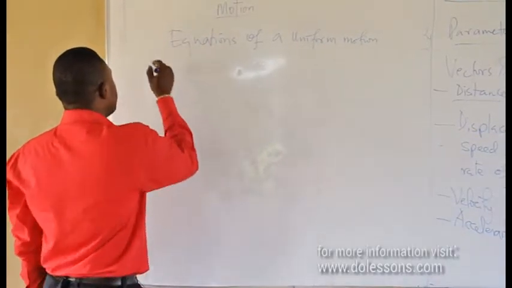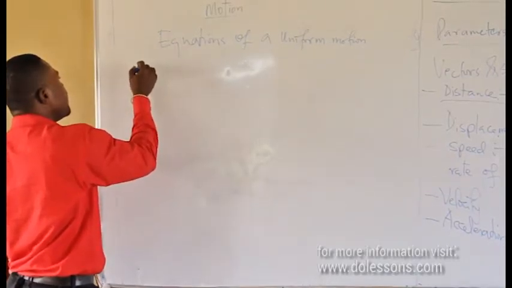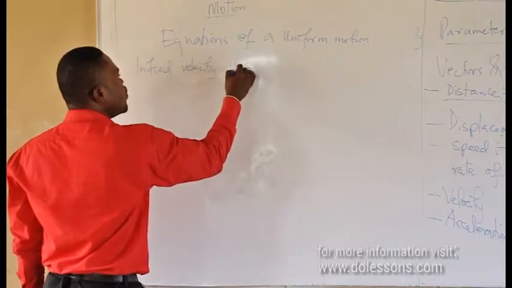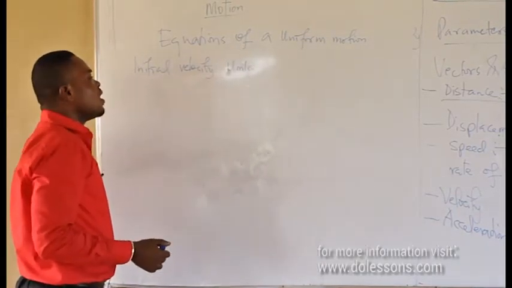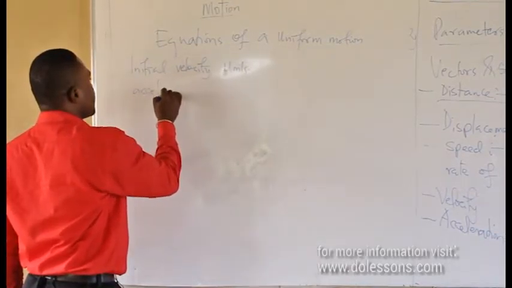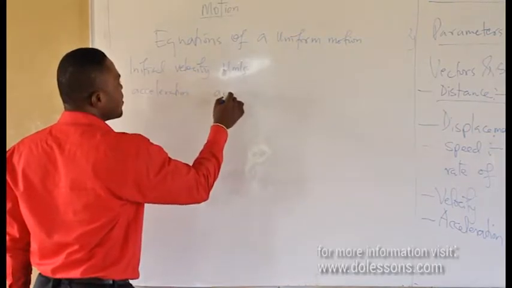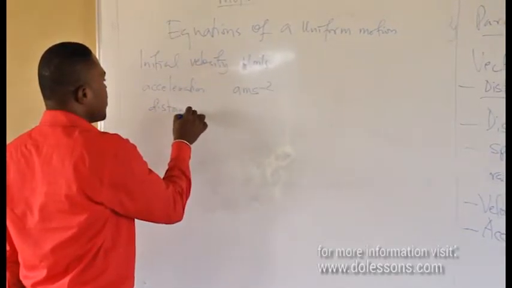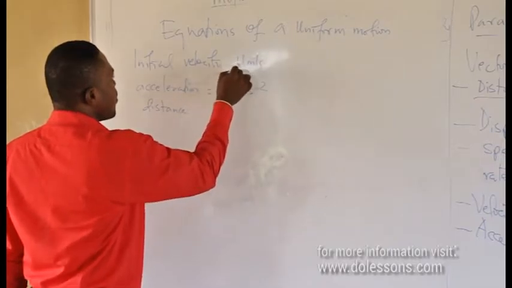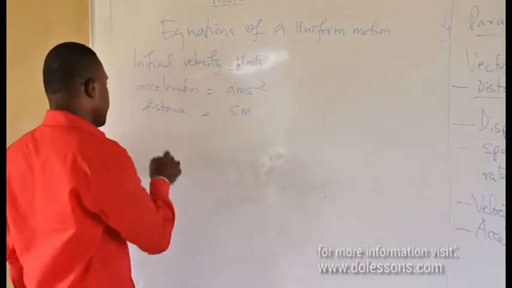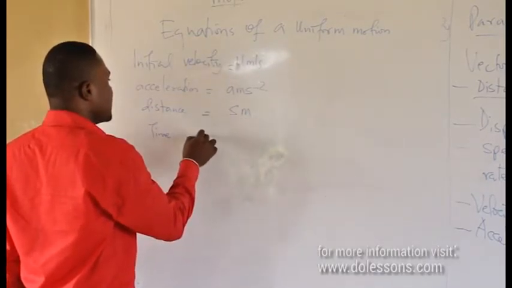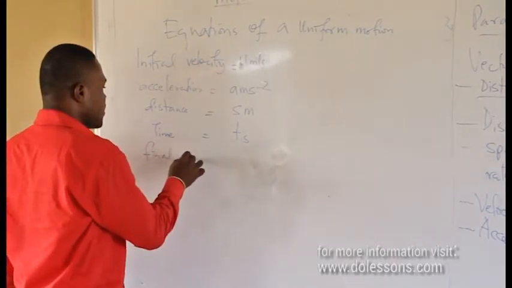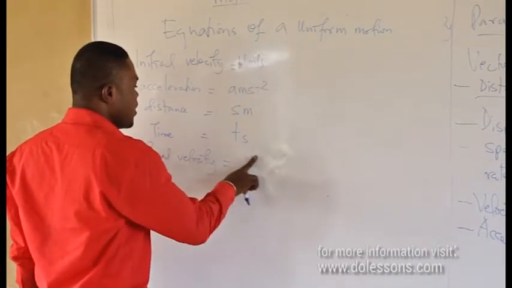Now, consider a body moving with initial velocity u meters per second, with an acceleration of a meters per second squared, covering a distance of s meters in time t seconds, with a final velocity of v meters per second.